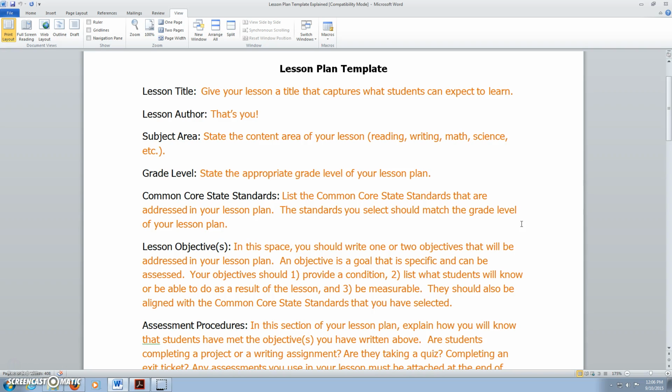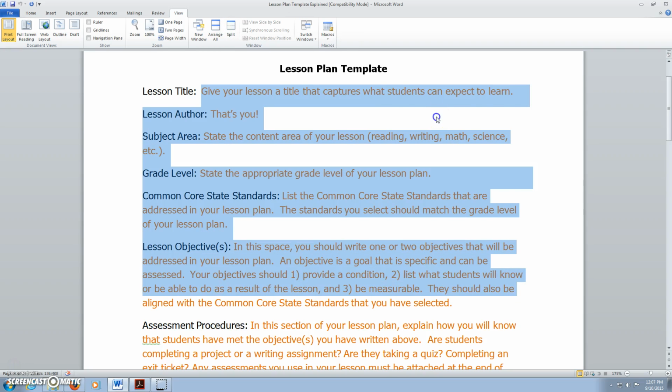This is the template for lesson plans that you are going to use. I have a blank template that doesn't have this orange text. The orange text I have shown on the screen is basically just to give you an explanation in case you forget what certain parts of lesson plans are all about. Every time you do an assignment, you're going to download a blank one of these and fill it out.